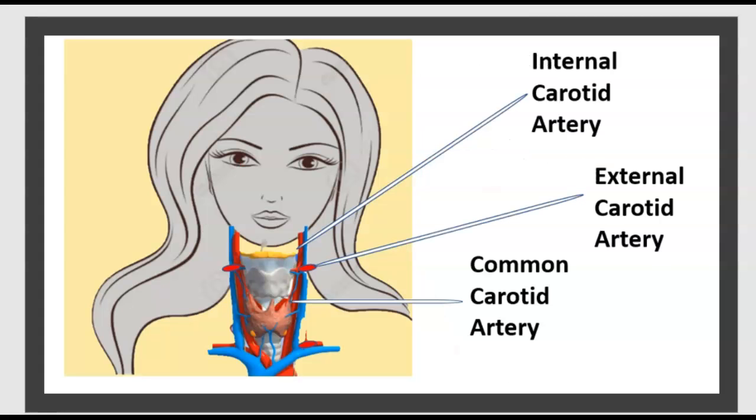The left and right common carotid arteries ascend up the neck, lateral to the trachea and the esophagus. They do not give off any branches in the neck. At the level of the superior margin of the thyroid cartilage, C4, the carotid arteries split into the external and internal carotid arteries.